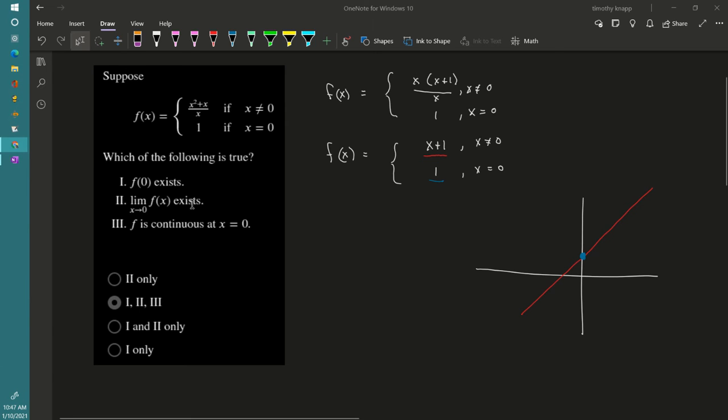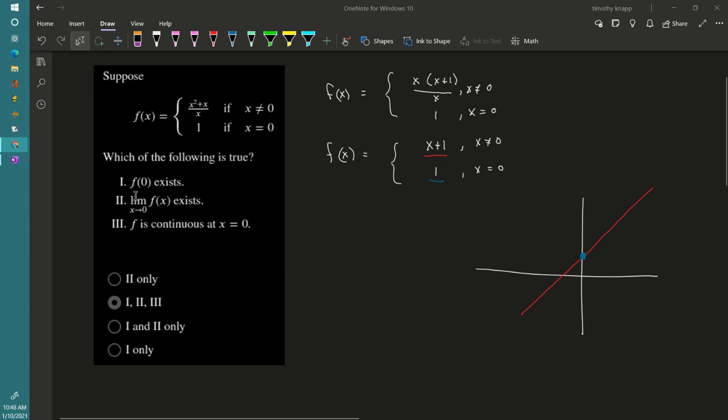Does the limit exist? It does, because as you approach from the left at 0, we get a 1. As you approach from the right at 0, you also get a 1. So the left and the right-hand limits are equal. Is it continuous? It is continuous because the left and the right-hand limits exist, meaning the limit exists, and they are equal to 1. And the function is defined as 1 at 0, okay?